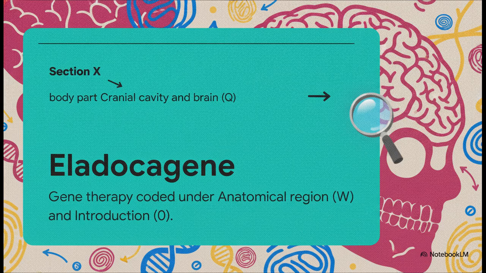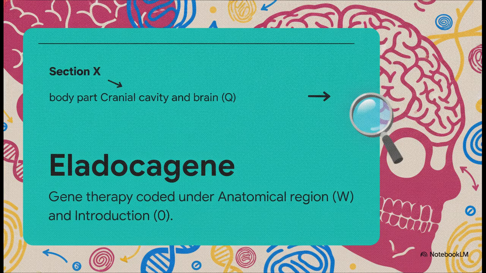Let's look at one highly specific example of just how incredibly modern this manual gets. It's a mouthful, eladocagene exuparvovec. This is an advanced gene therapy used to treat a very specific deficiency. To code this, you'd head over to section X, use the anatomical region body system W, root operation introduction 0, body part cranial cavity and brain Q, and the device or substance value 1. It's so precise, and it perfectly captures a therapy that literally didn't even exist just a few years ago.